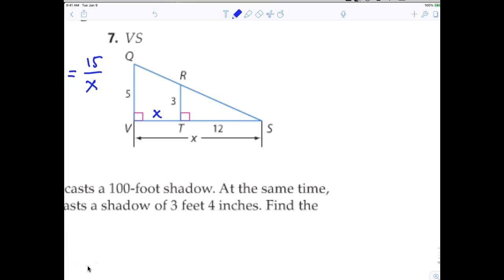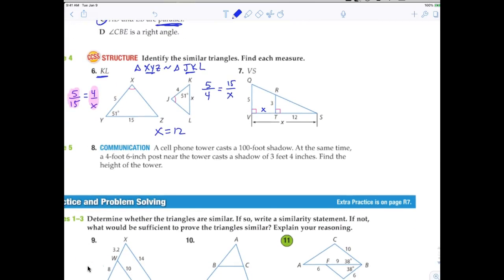But I would prefer that you just look at it and say, okay, the small triangle is similar to the what? The large triangle. All right? Any questions? All right. So now let's look at number 8.